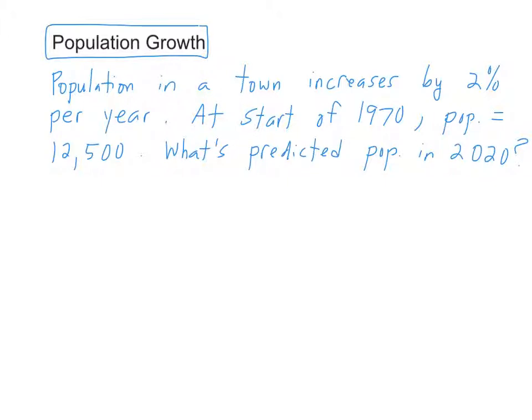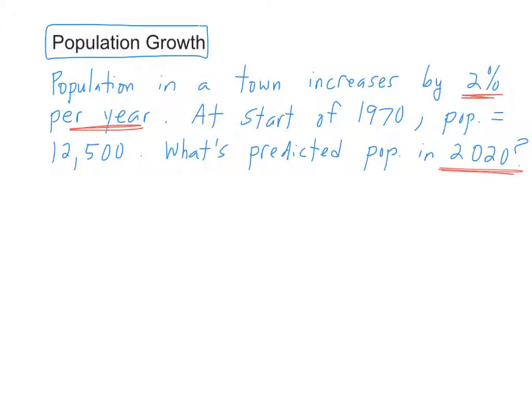Okay, and the last topic here, again, we're talking about applications of geometric patterns, is population growth. And I know we saw this when we talked about exponential growth in our previous unit, so this should be pretty quick and easy for you. So suppose we're talking about a population in a town, and we know that it increases by 2% per year. At the start of 1970, suppose we know that the population is 12,500. What's the predicted population in the year 2020?